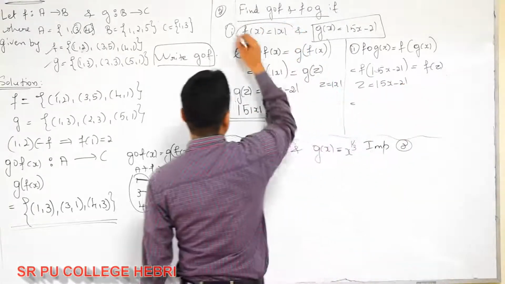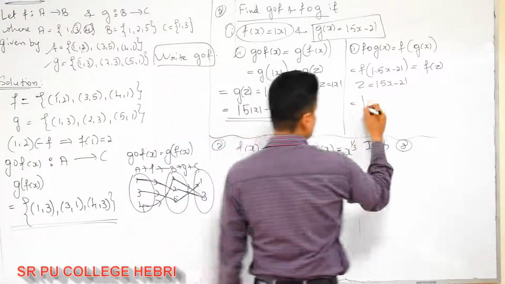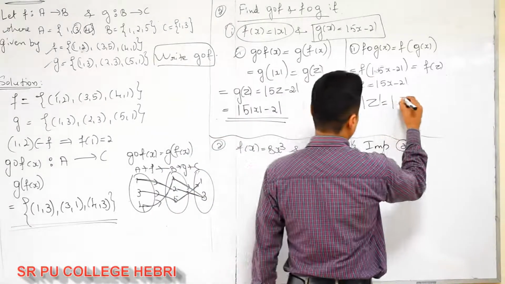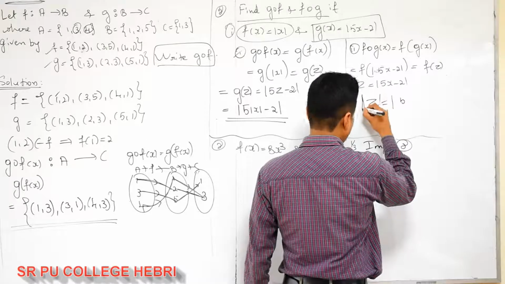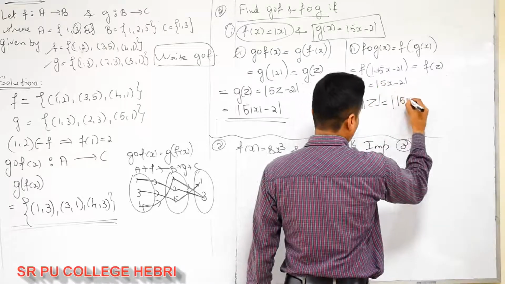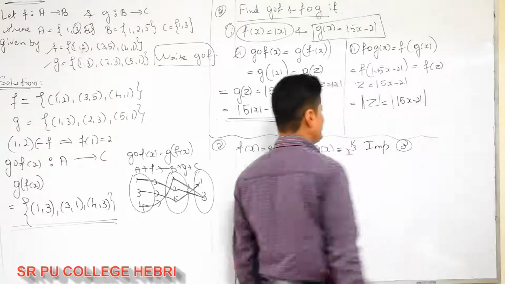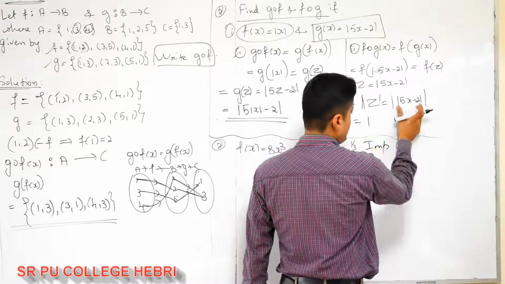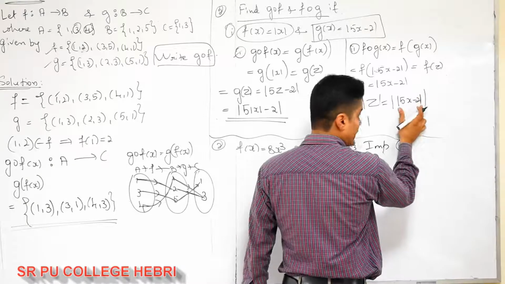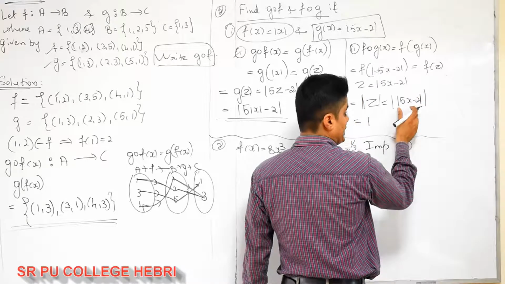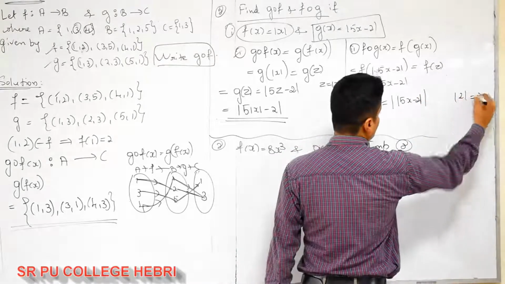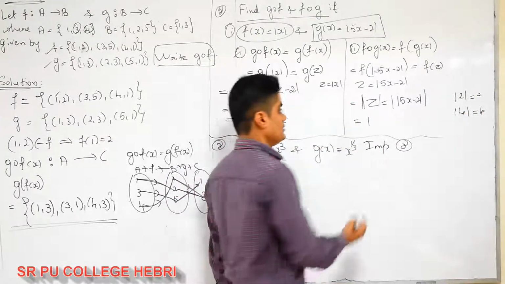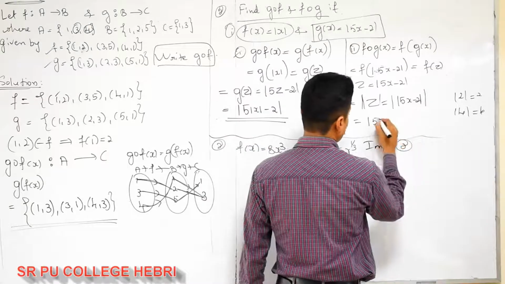So what is f of z? If this is f of x, what is f of z? Mod z. Correct? F of z is nothing but mod z. So it is mod of 5x-2. Is it necessary to write two modulus signs? Definitely no. Because if you use the modulus sign here, it will always give you a positive value. Mod of 2 is 2 only. Mod of 4 is 4. The modulus of a positive number is always itself. So no need to write it two times, just write once.